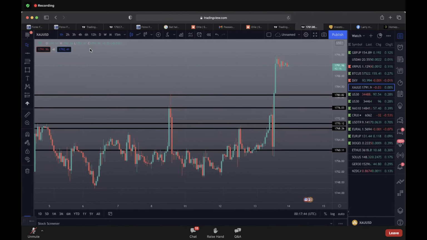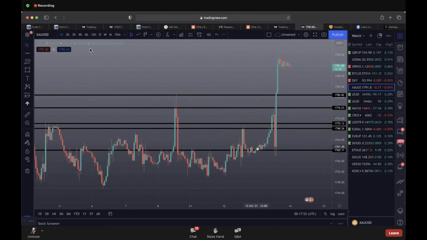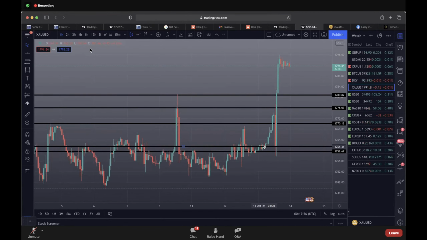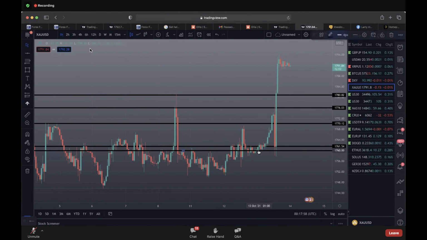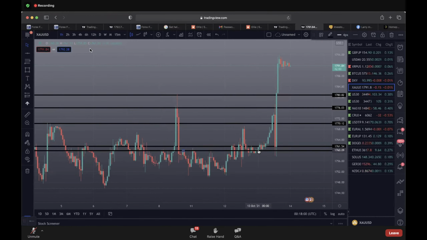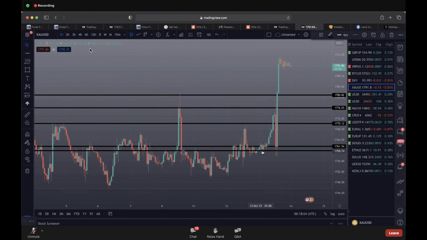Now, 00 is the break of the high and the break of the low, okay? And I'm gonna show you what 00 did these past few days, okay? 00 candle the past few days did this, okay? This.